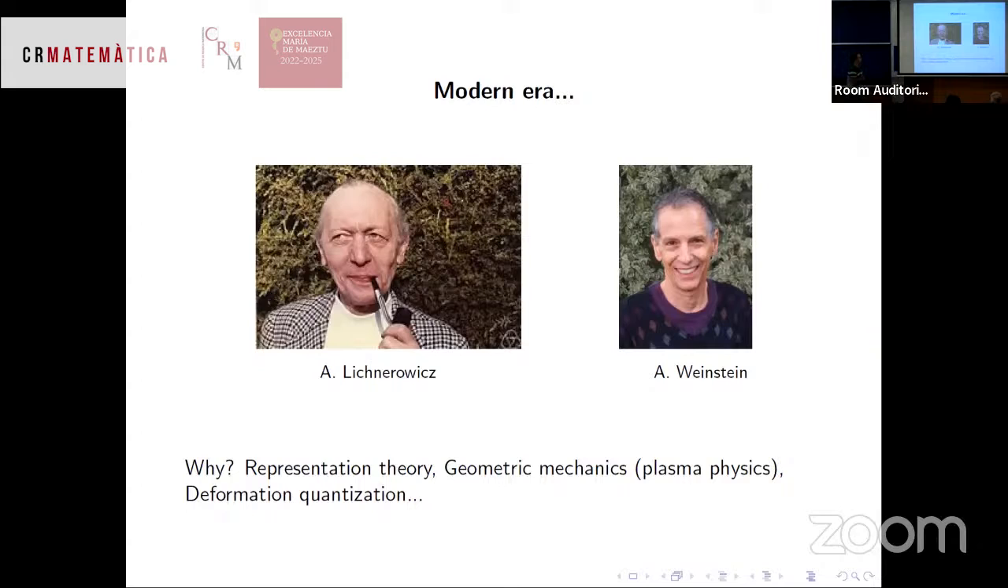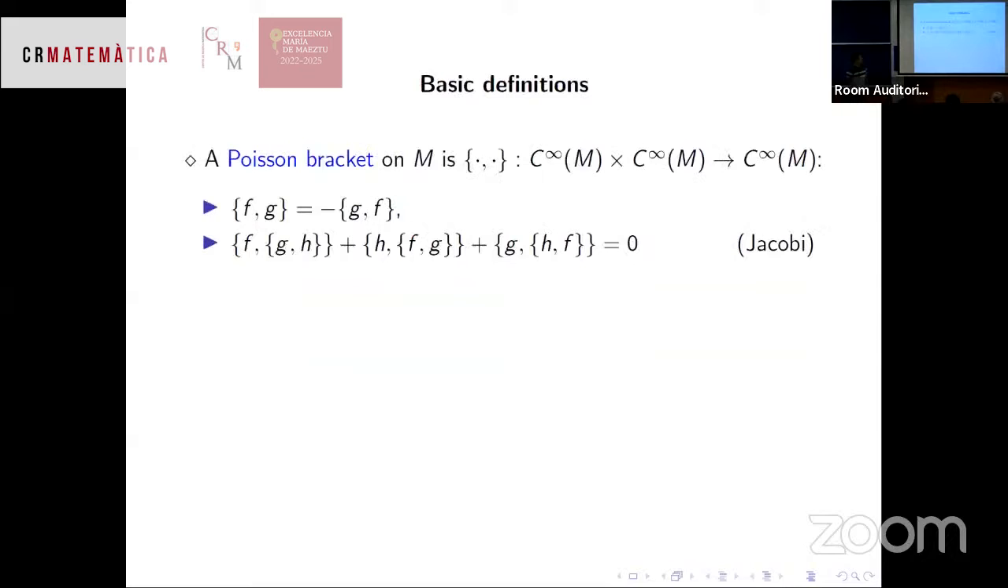So let's go to the definition. The basic definition is this: if you have a differentiable manifold M, a Poisson bracket is a Lie bracket on the algebra of smooth functions. So it's skew-symmetric and satisfies the Jacobi identity. And there is a third property called the Leibniz identity, which basically says it has this derivation property.